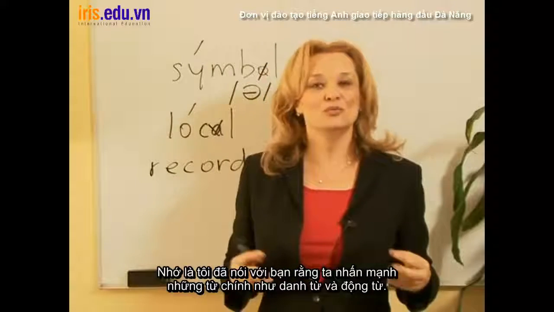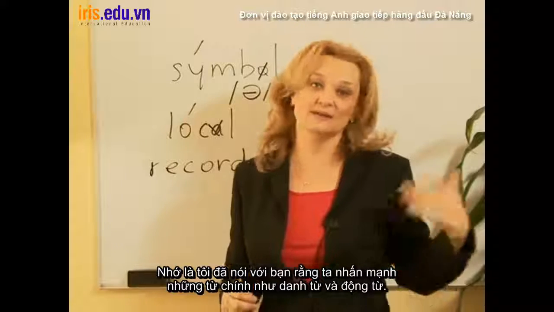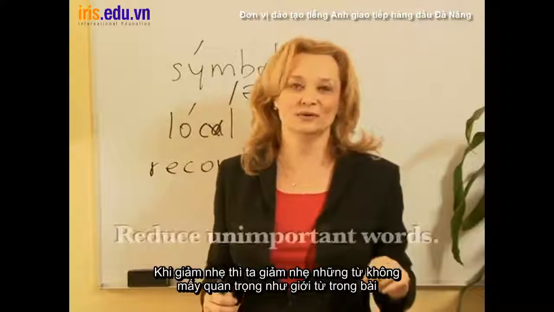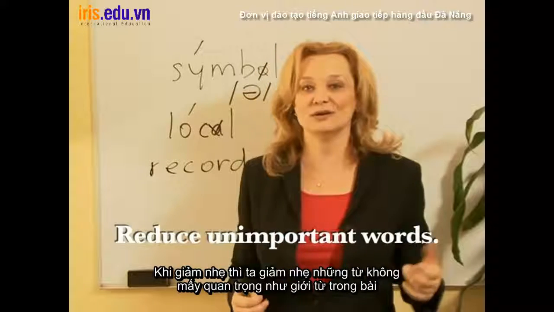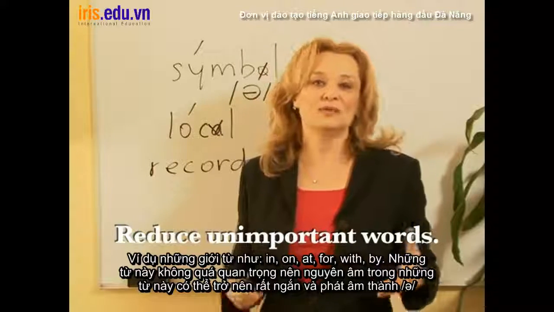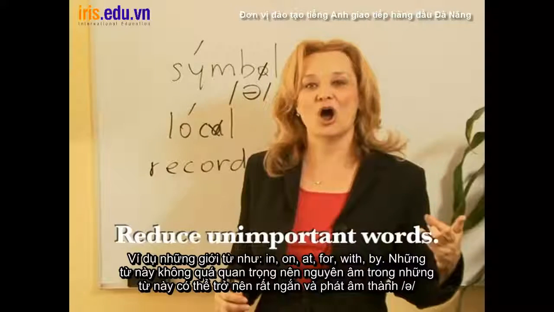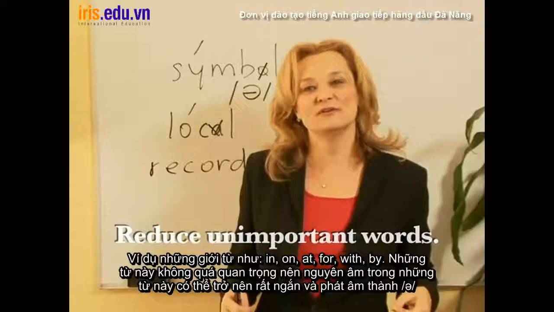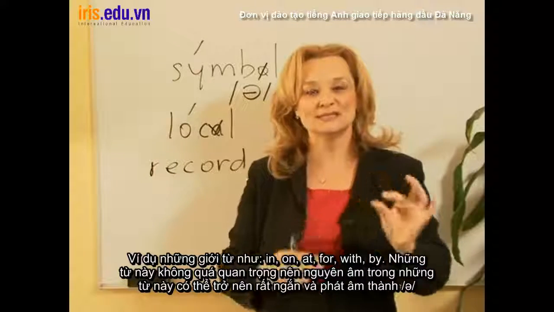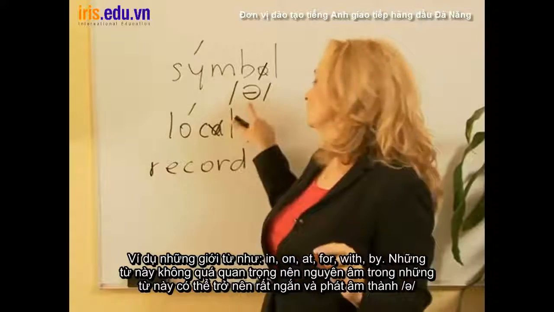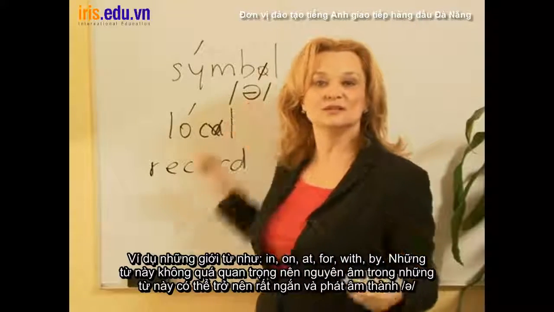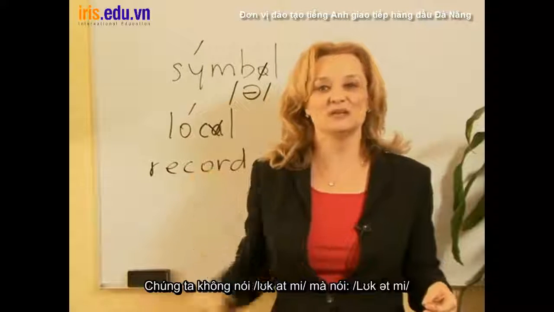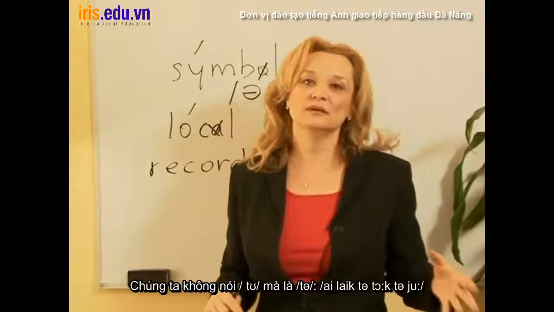Remember I told you we stress the key words like nouns and verbs? Well, we reduce the little unimportant words like prepositions and articles. For example, prepositions like in, on, at, for, with, by. These words are not very important. So the vowels inside those words can sound really short and they sound like uh. So we don't say at, we say ut. We don't say look at me, we say look at me, look at me.